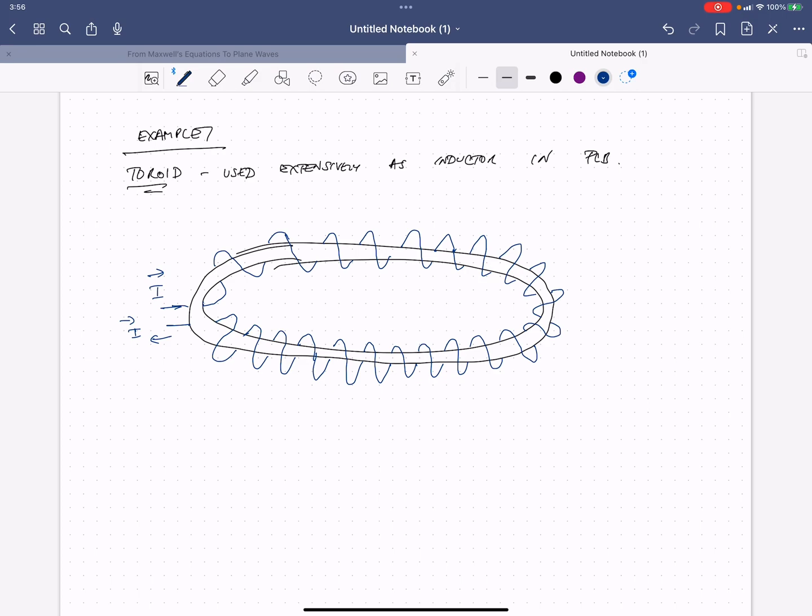And because of the way the current direction is, the magnetic field is actually going to be running inside this dielectric. Remember, the magnetic field is going to be in the direction perpendicular to the current. So this is how the magnetic field is running. The magnetic field is going to be making circles in the phi direction.